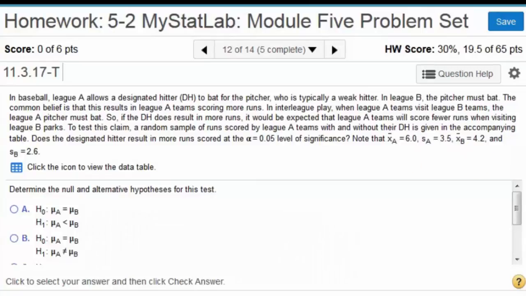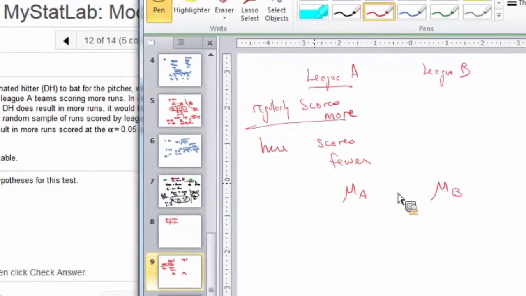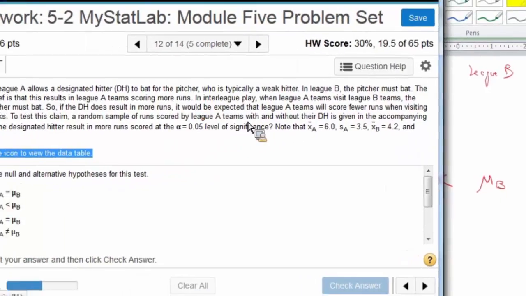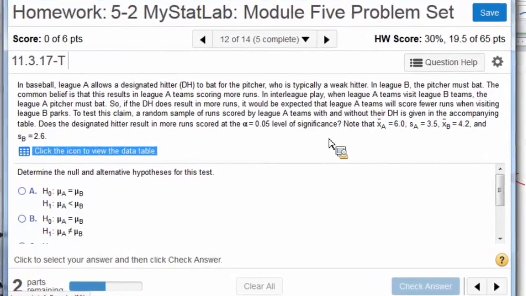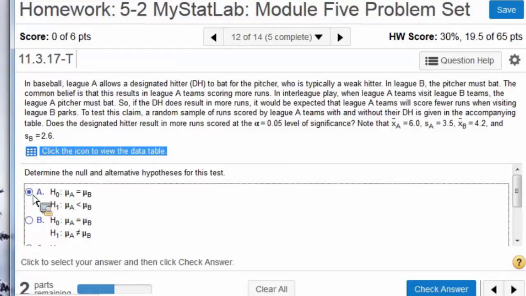Okay, then we did this test. So if this is mean A and this is mean B, the alternative hypothesis is that there are fewer runs in League A, mu A less than mu B. That's what I don't like about this question as much, because you have to read this knowing something about baseball to figure out what the alternative hypothesis is. Okay, so determine the null and alternative. That seems to be choice A right away. The null is always that they're equal, and the alternative is that we expect that League A teams will score fewer runs.